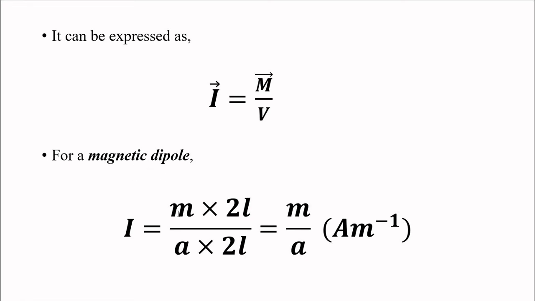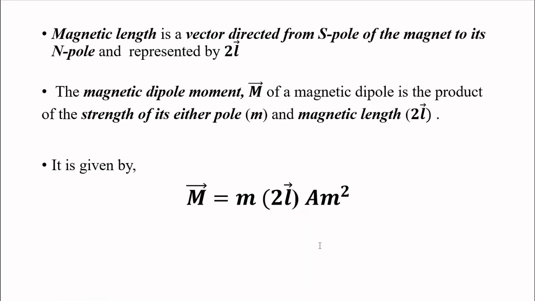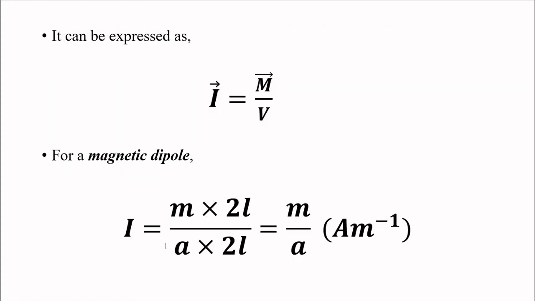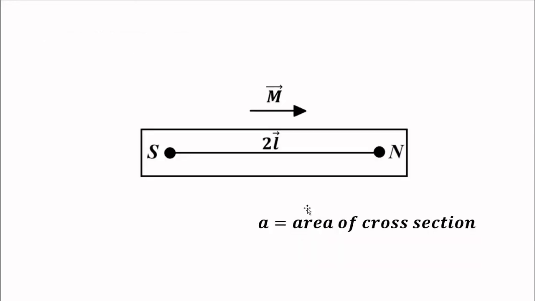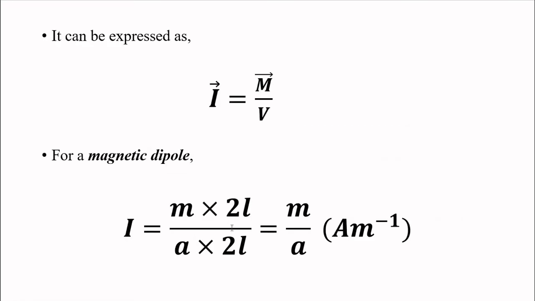Now for a magnetic dipole, intensity of magnetization is the magnetic moment, which is m into 2L. This here is not a cross product, it is simple multiplication, divided by the volume of the material. Here A is the area of cross section of this material, 2L is the length, so volume is A into 2L. So m into 2L, the magnetic moment, in the numerator, A into 2L, the volume, in the denominator. With 2L cancelled, it is small m by small a. This is the intensity of magnetization for the magnetic dipole.